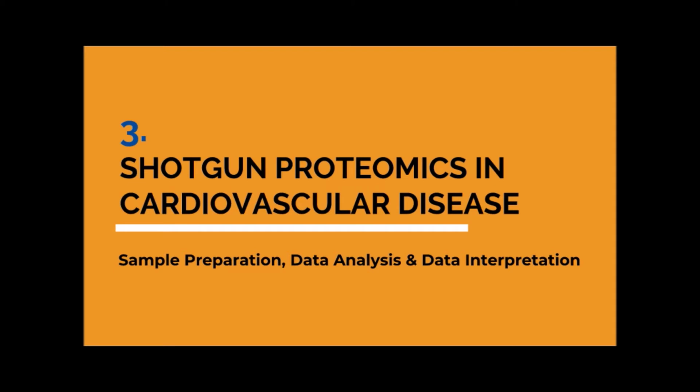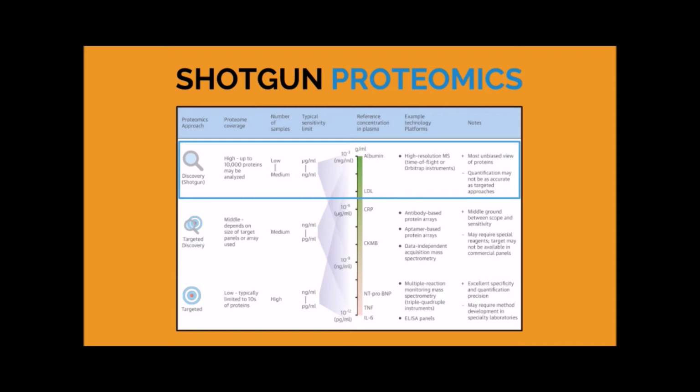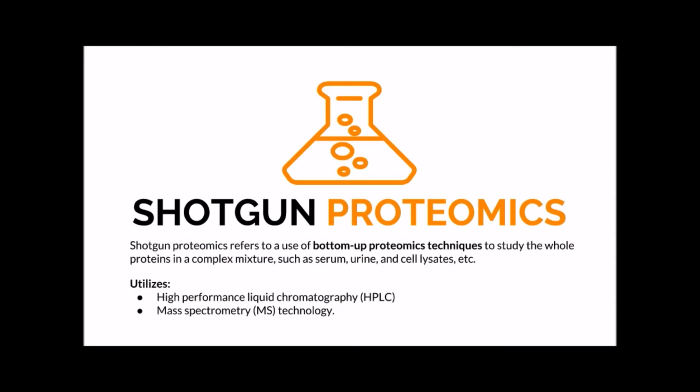In the search of biomarkers and mechanisms of acquired cardiovascular disease, proteomics takes a very important role, specifically shotgun proteomics. Why shotgun proteomics? This is because it is the most unbiased view of proteins, unlike other approaches such as targeted discovery and targeted. Shotgun proteomics refers to the use of bottom-up proteomic techniques to study whole proteins in a complex mixture such as serum, urine, and cell lysates by utilizing HPLC and mass spectrometry technology.